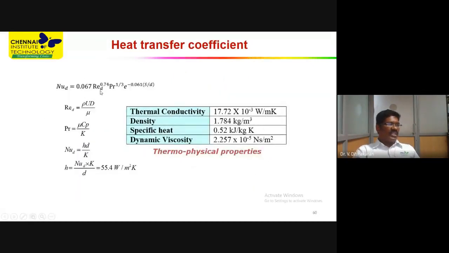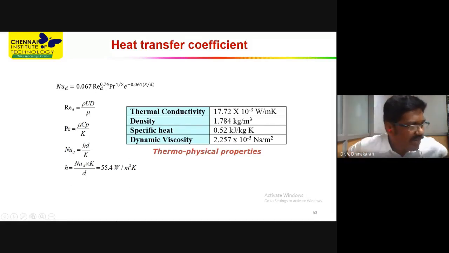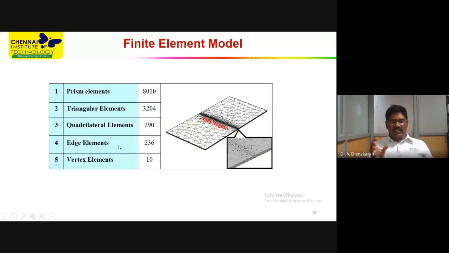We have developed a new heat transfer coefficient using the Nusselt number. We found the Nusselt number correlation from the standard data book, derived the Reynolds number and Prandtl number, and from the Nusselt number we found a new heat transfer coefficient. The heat transfer coefficient h is in watt per meter squared Kelvin, and the thermal conductivity is in watt per meter Kelvin. This was derived using the correct Nusselt number correlation, brought out from the trailing seal as I told you. The heat gradient will be high at this region.